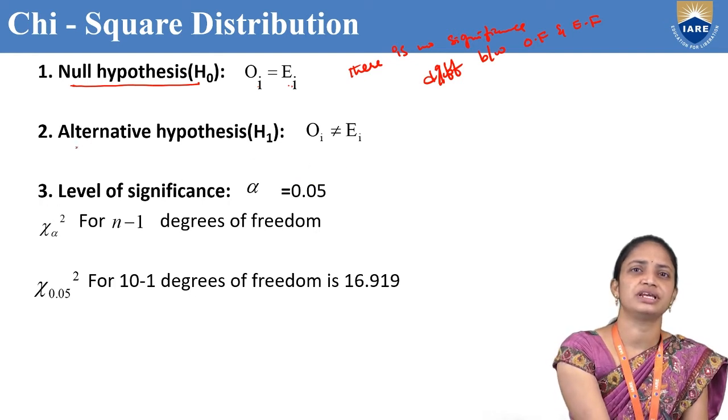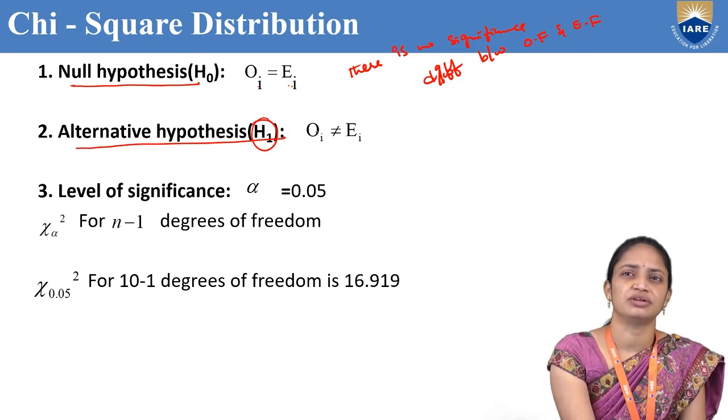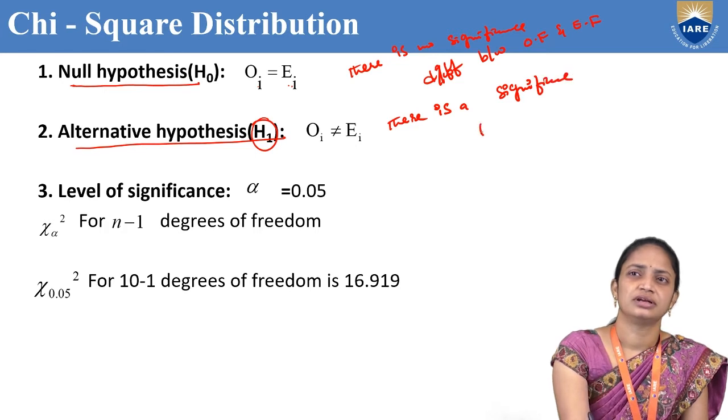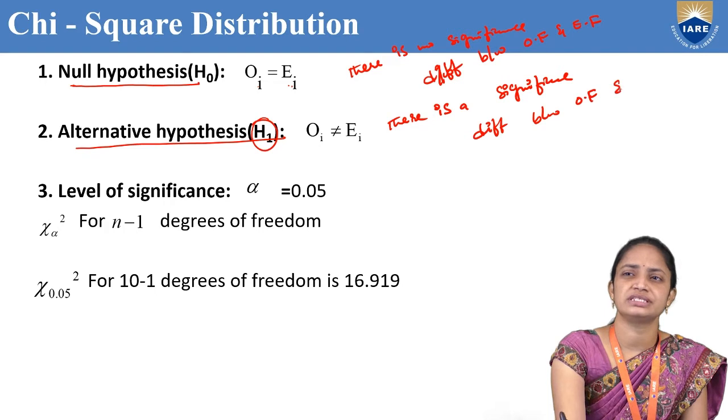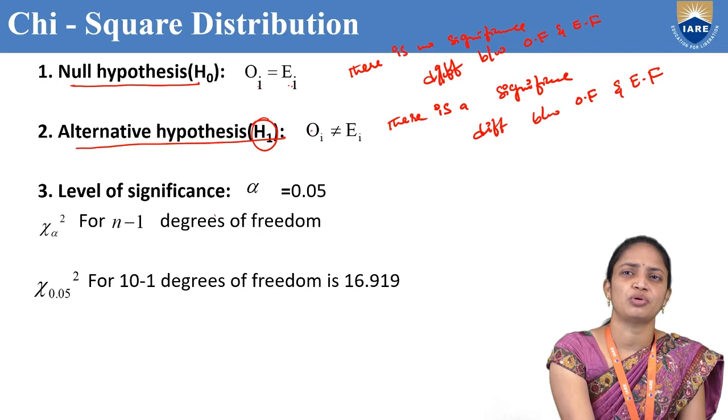Next one is the alternative hypothesis, denoted with H1. This is nothing but Y not equal to EI. That means there is a significant difference between observed frequencies and expected frequencies. What is the meaning of the alternative hypothesis? It is exactly opposite to the null hypothesis. That's why here I am taking Y equal to EI for the null, and Y not equal to EI for the alternative.